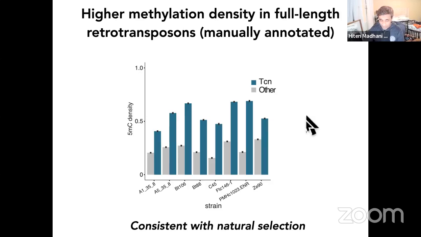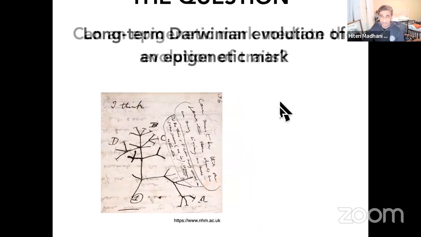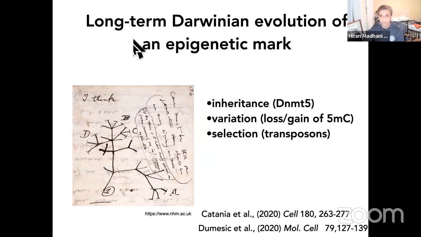And so what we have is a situation where you have something equivalent to Darwinian evolution, but it's not DNA sequences being simply acted upon by evolution, but a DNA modification. So in this sense, you can think of 5-methylcytosine as a fifth base of DNA that's under evolutionary pressure or evolution. So I've shown you that there's inheritance mediated by this enzyme.